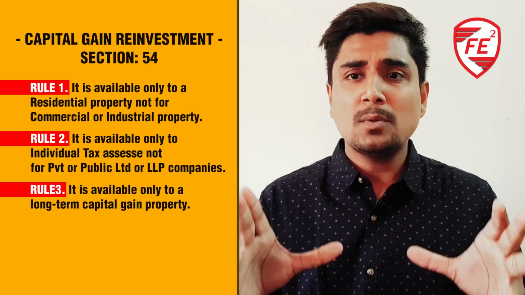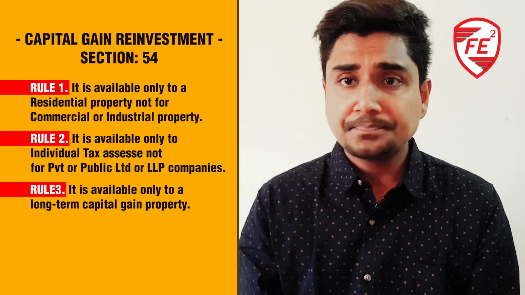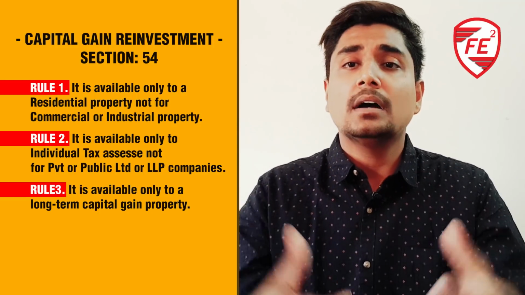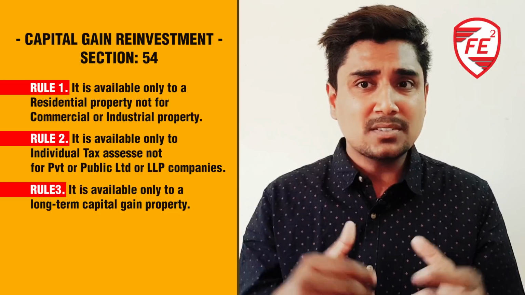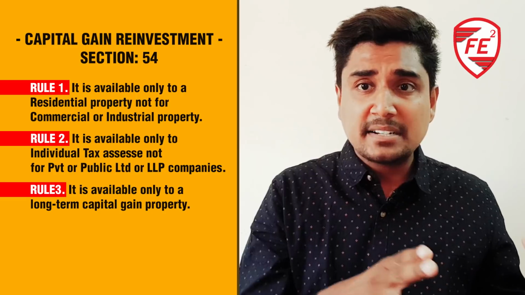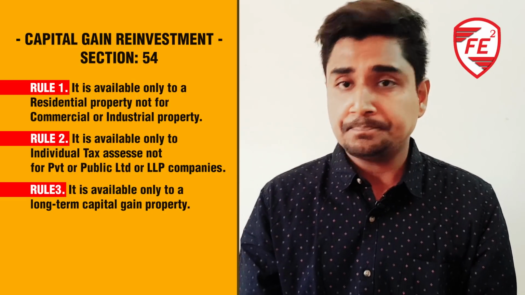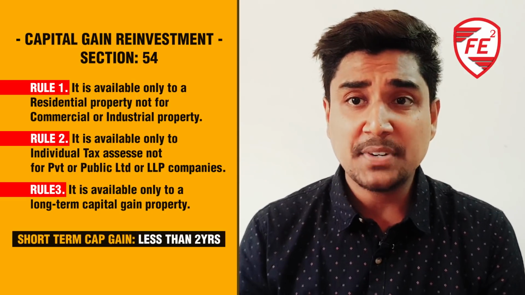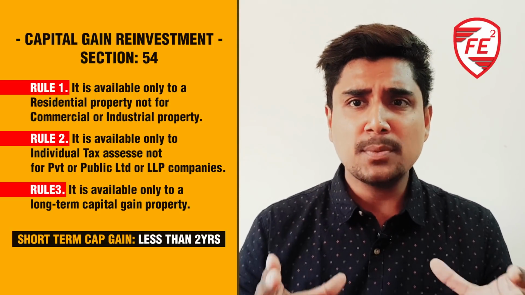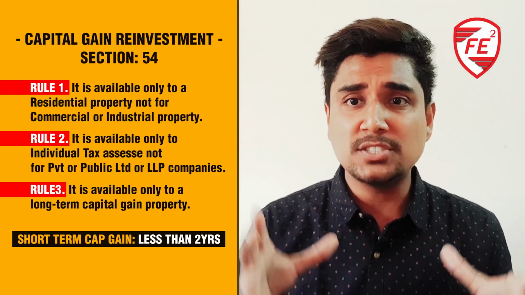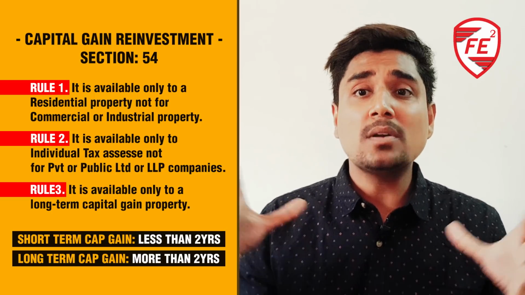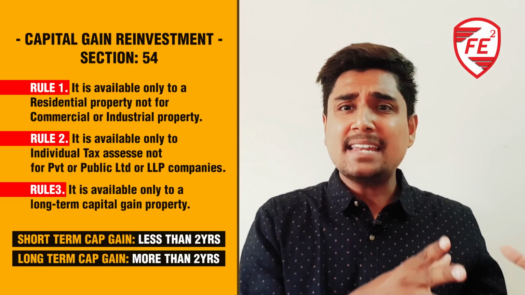Number 3: it is available only to a long-term capital gain asset. That means the property should be held for at least 2 years before you sell it. That's called a long-term capital gain property. If you don't know what a short-term or long-term capital gain property is, I'll make it simple for you. Short-term capital gain means you buy and sell within 2 years, that is within a period of 24 months. If you buy and sell after 2 years, that is after 24 months, that's called long-term capital gain. I repeat, short-term capital gain is within 24 months.